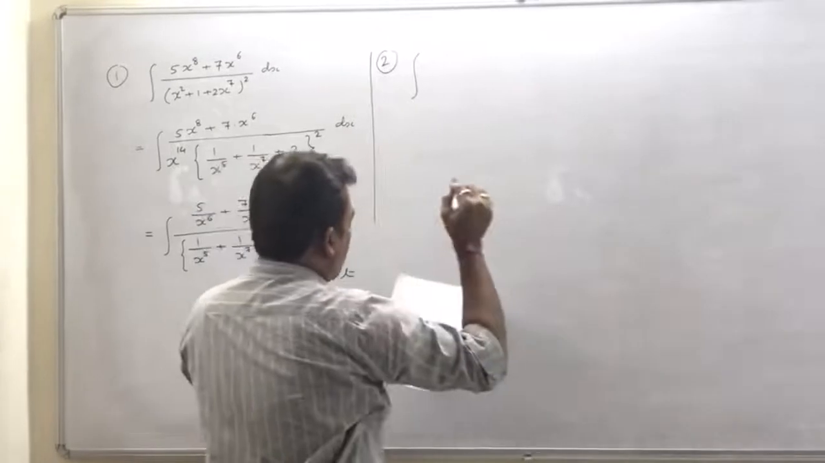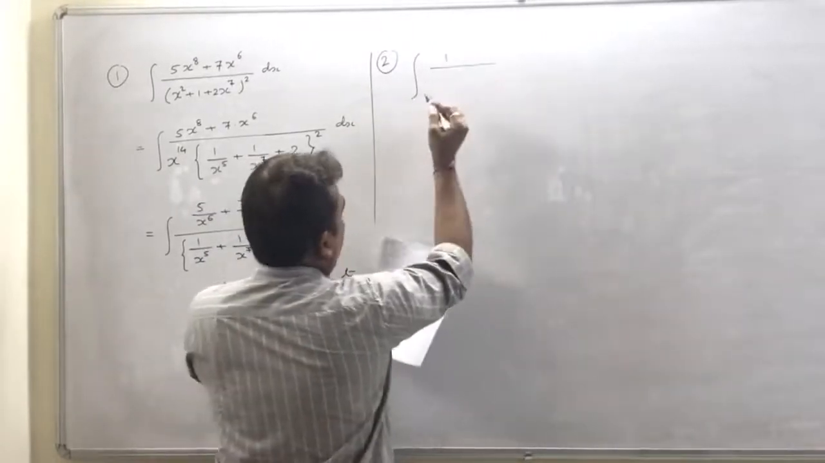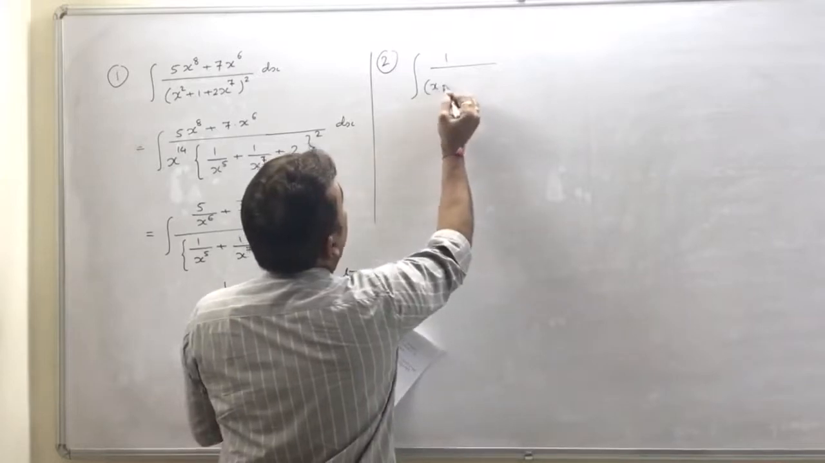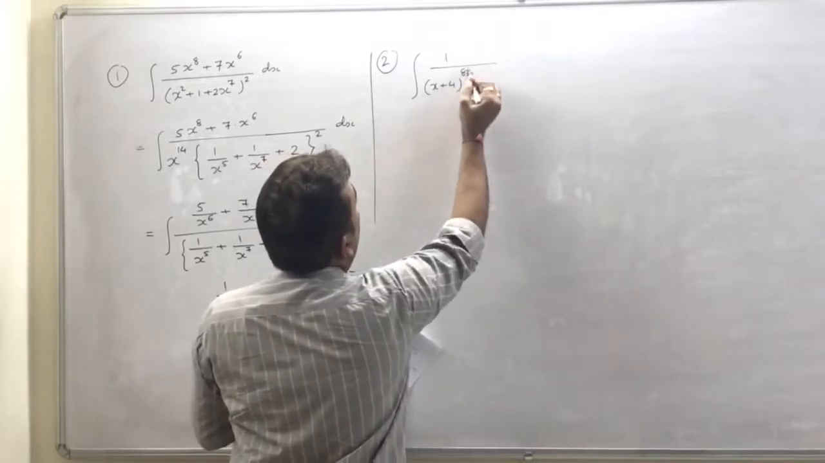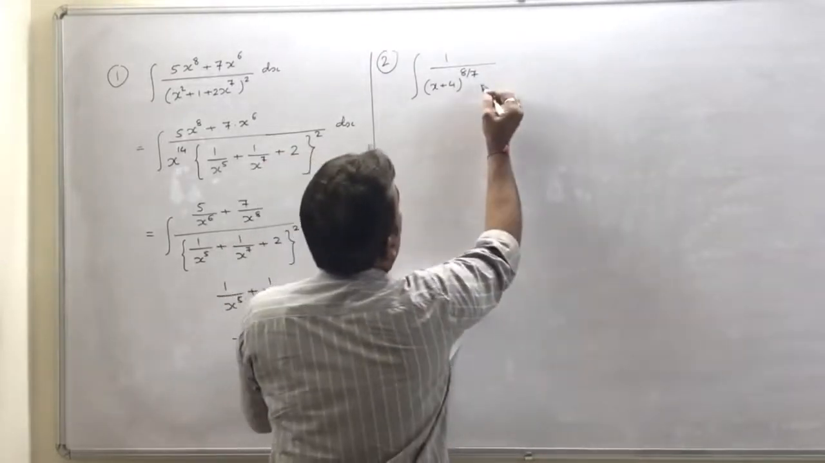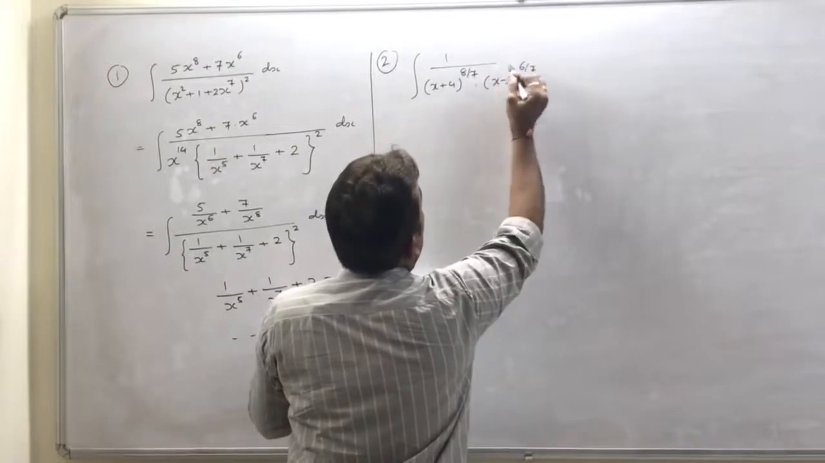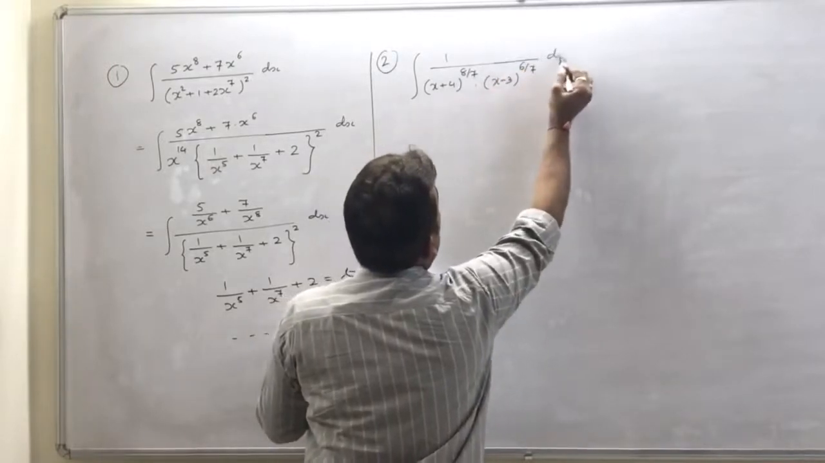Second type is this: find out the integration of 1 upon (x plus 4) whole raised to 8 by 7 into (x minus 3) raised to 6 by 7 dx.